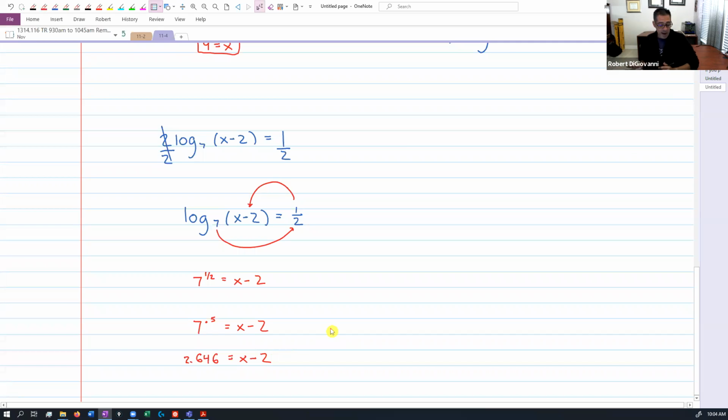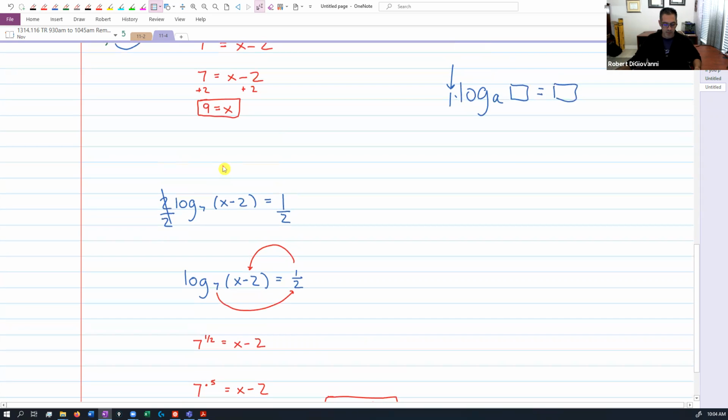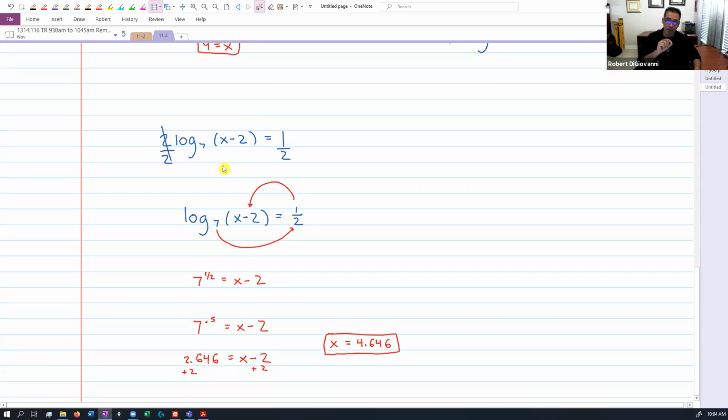And then the last step would be to add 2 to both sides. If you do that, you should get a final answer. x is approximately 4.646. Now I won't check my answer this time, but if I plug this in here, everything should work out in the loop. So just be careful. If you have a number in front, you have to address that before you do the loop.